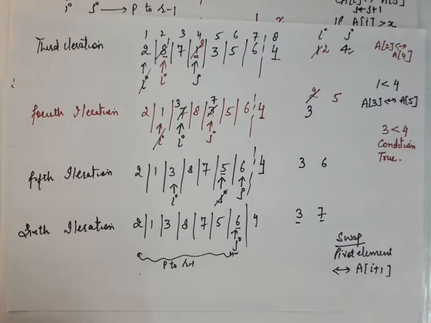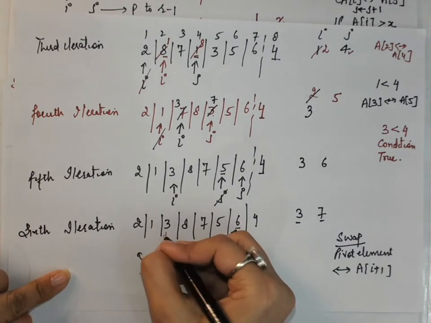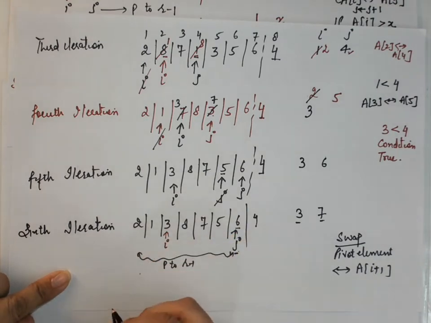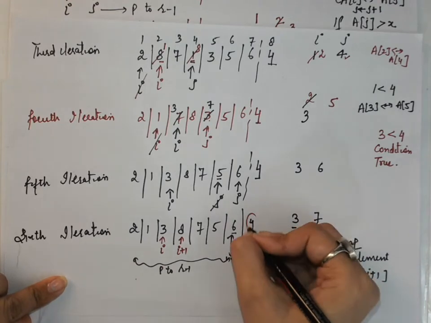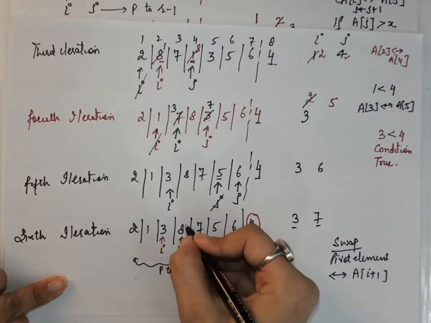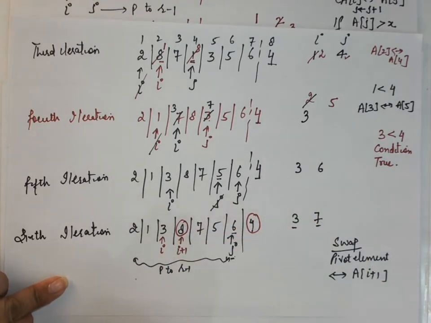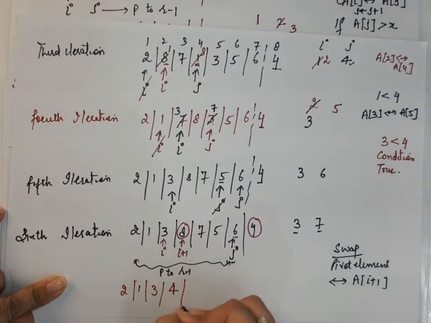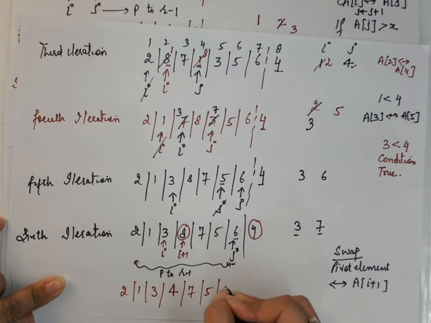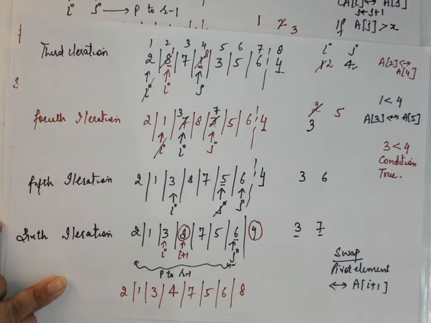So now this is your final value of i. This is your i plus 1. It means I have to swap this 4 with this 8. Let's do it: 2, 1, 3, 4, 7, 5, 6, 8.